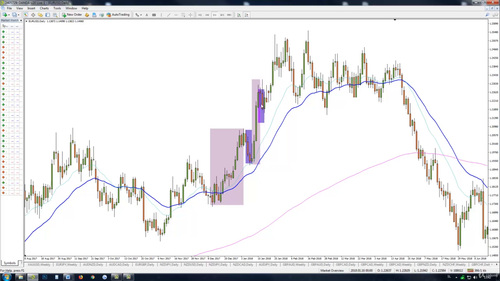And then we have another one, like that, from low to top. And you can also observe the length of the impulse leg when the trend is bullish: the length of the movement is greater, and the retracement is shorter.